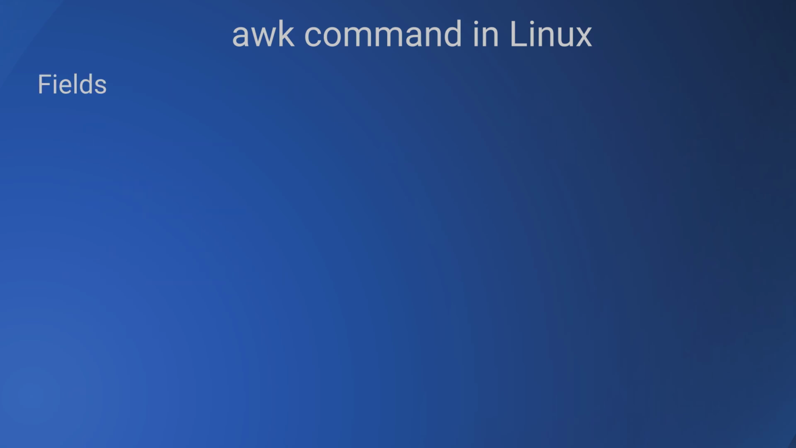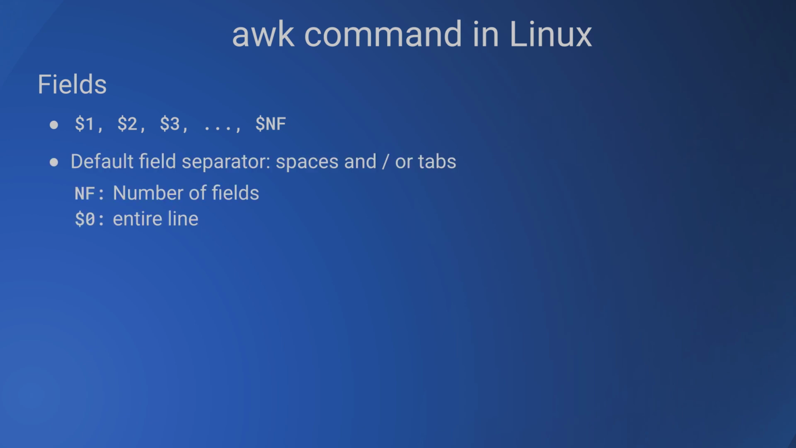Now we look at important concepts in awk, and the first is fields. Awk breaks down each line of input into fields, namely $1, $2, $3, up to $NF. The default field separator is one or more spaces and or tabs.